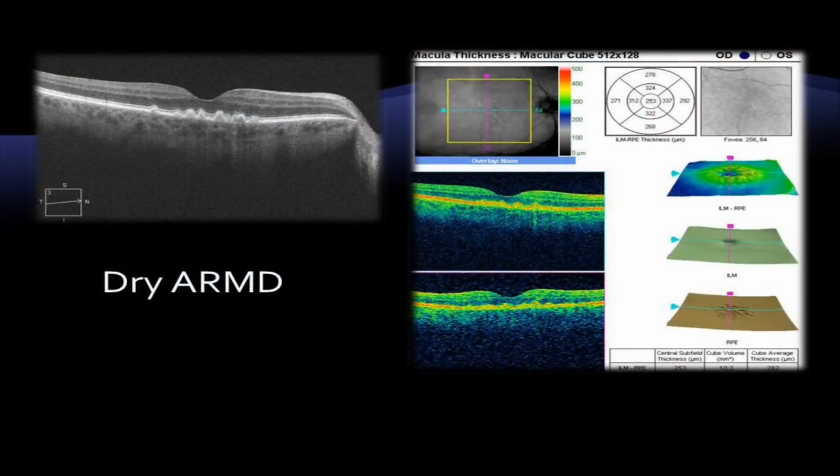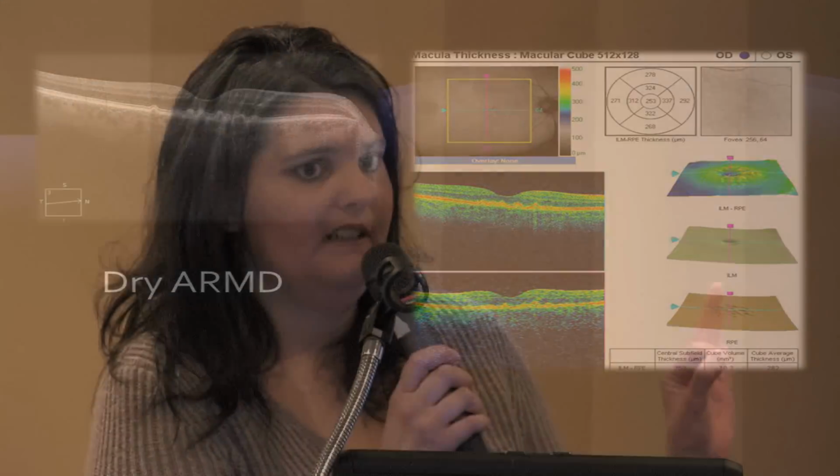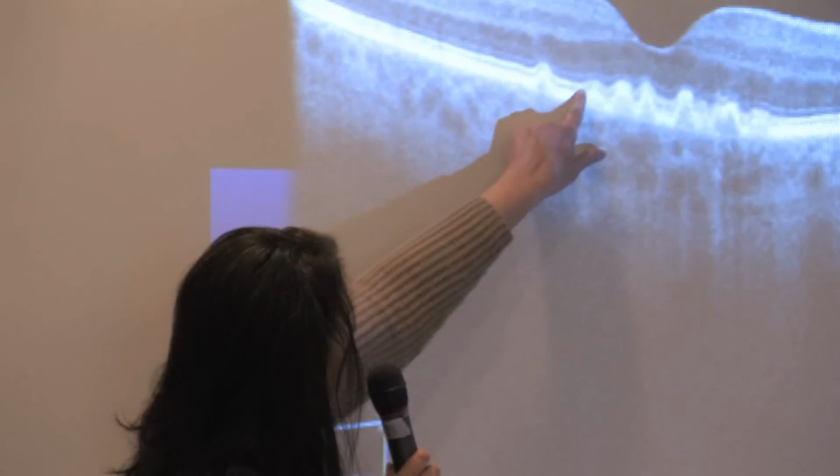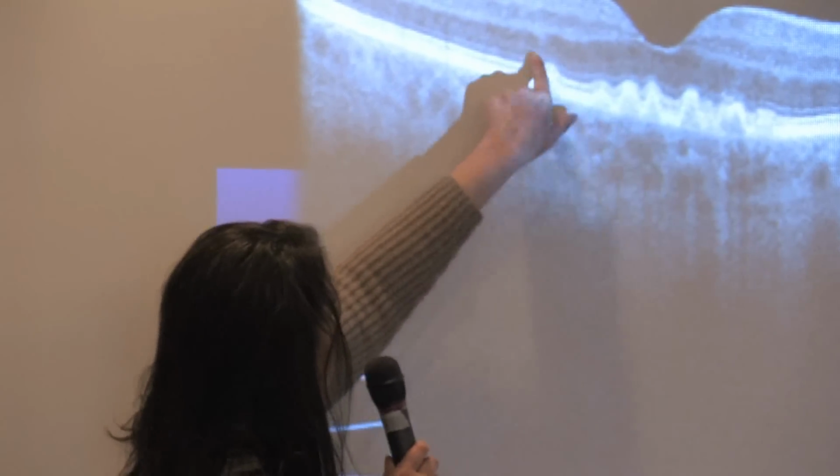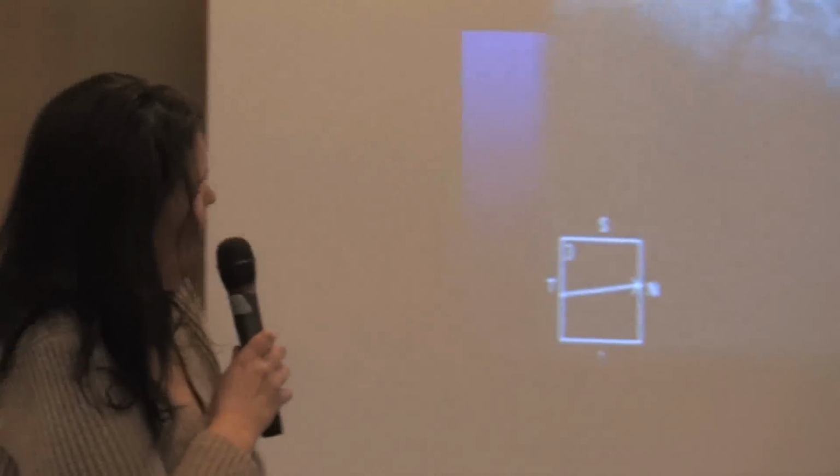This is a patient with dry macular degeneration. Remember, in Dr. Rao's talk, he talked about drusen. Drusen is yellow deposits in the retina. And you can see the drusen deposits right here. So even in early macular degeneration, you can still see the drusen deposits. So it's a very sensitive test.